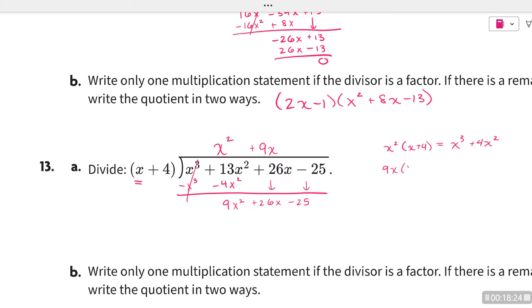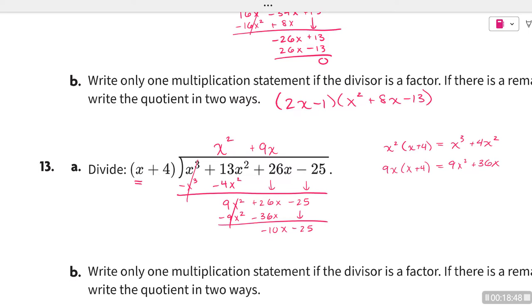So let's take our 9x and multiply it by x plus 4. That gives us 9x squared plus 36x. So those are the two terms we're going to subtract. We're going to subtract 9x squared, and we're going to subtract 36x. So we are left with negative 10x, and we pull down negative 25.